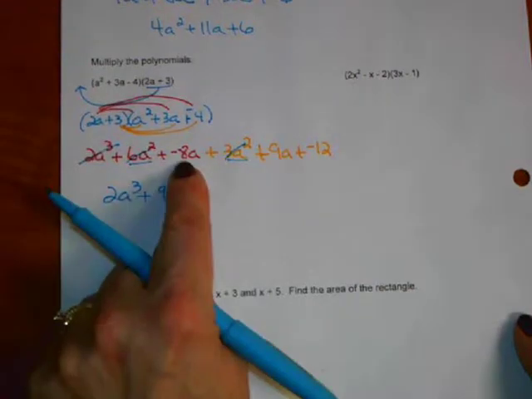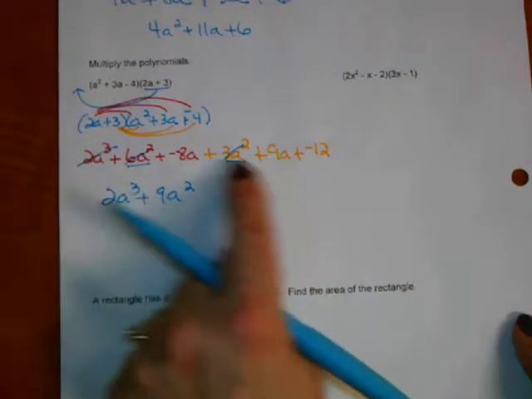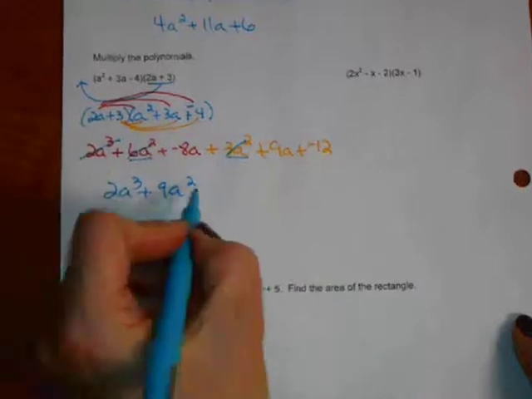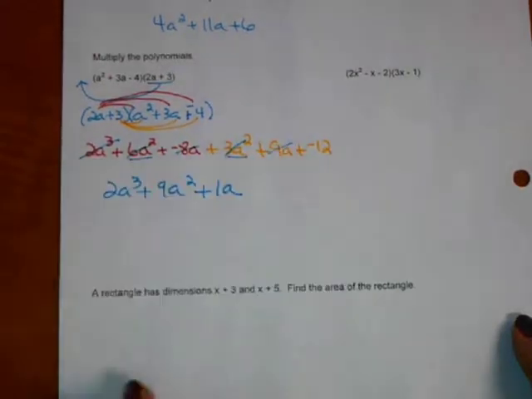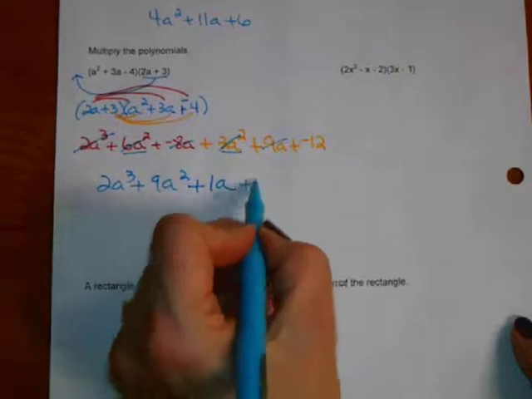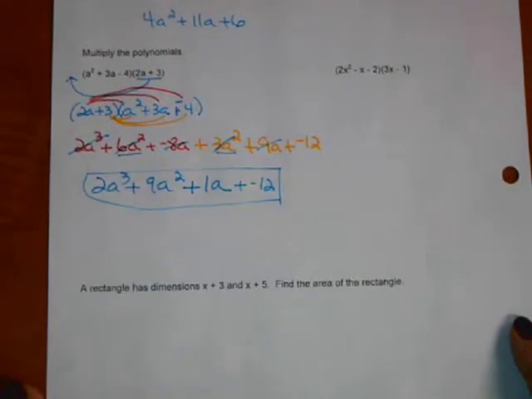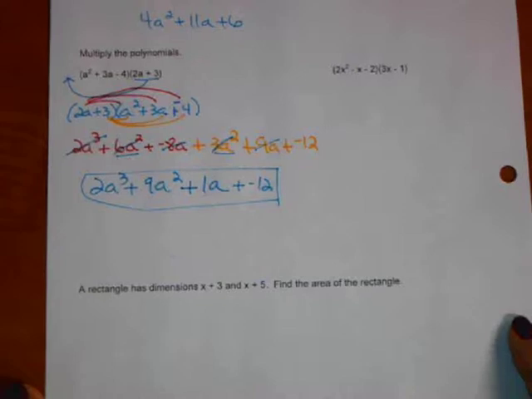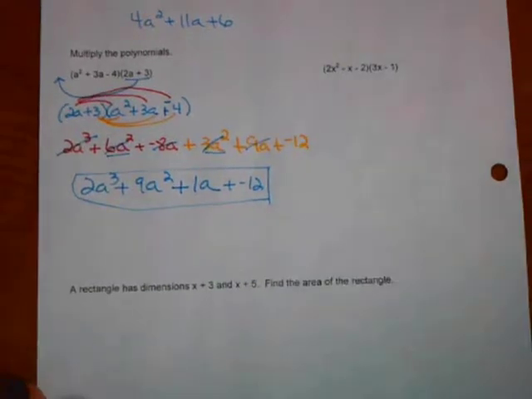Here I have negative 8a and 9a. So how many a's do I have when I add those together? Just one a. You can just write a or you can write 1a. It doesn't matter. And then the last thing I have to put in here is negative 12. And there's my answer. Okay? Almost done. I promise.